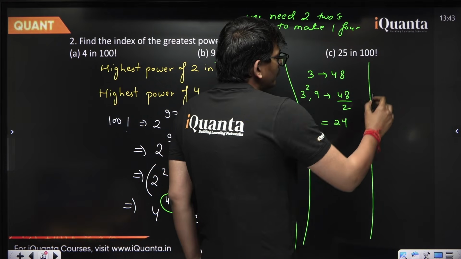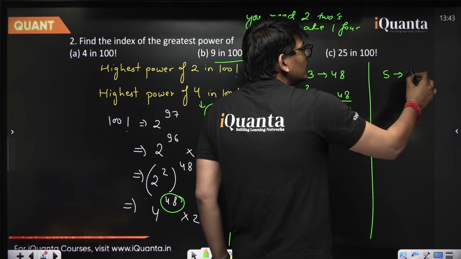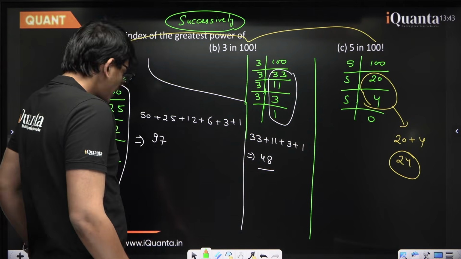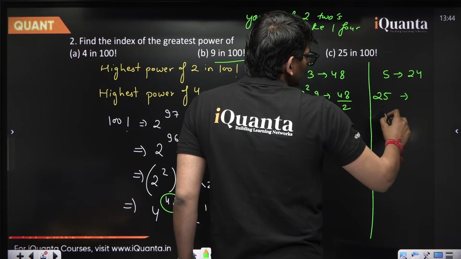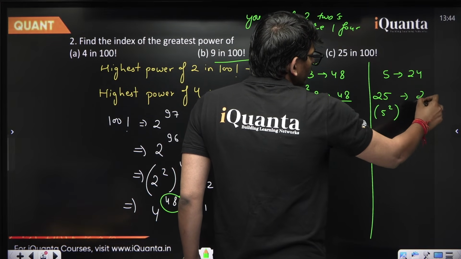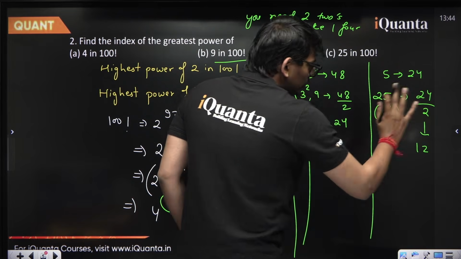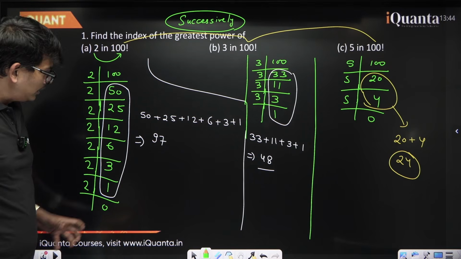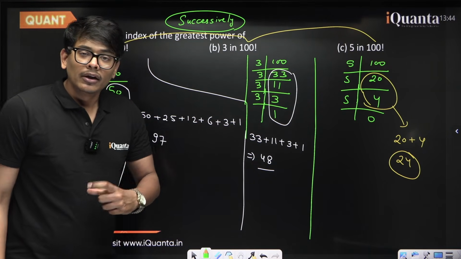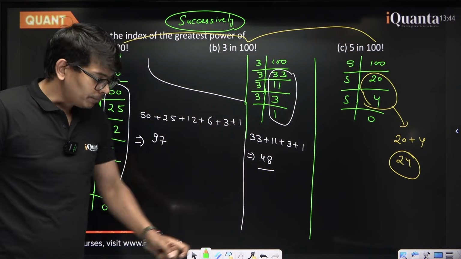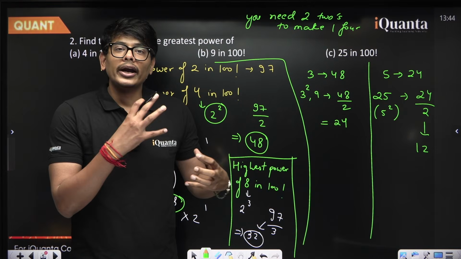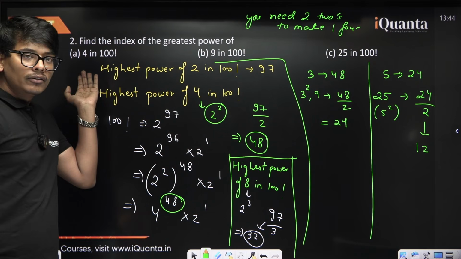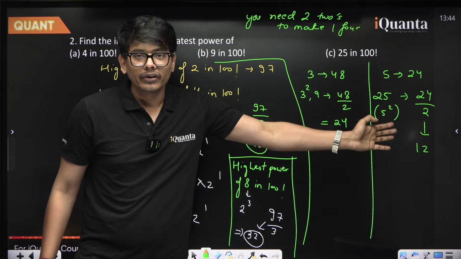Highest power of 25. So we already know 5 power is 24. So highest power of 25 will be, since 25 is 5 square, 24 divided by 2, 12. So remember one thing, this shortcut method is applicable only for the prime numbers. When you have to find out for a composite number, you have to see how you can connect that prime number to make that composite number. For example, for 4, for 8, for 9 and for 25 I have discussed.